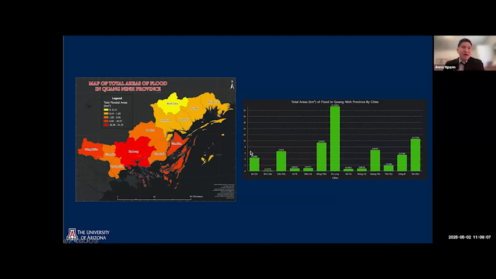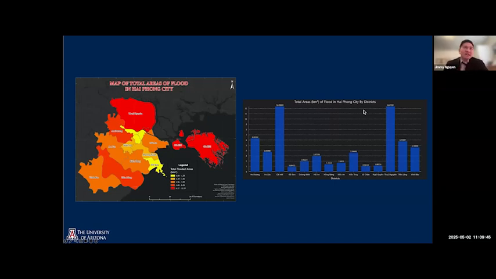So in order to understand more, I created a choropleth map and a data visualization to understand which cities were affected the most in Quang Ninh province. In bright, bold red, we can see that Hai Long City has the largest flooded area, measuring approximately 21.23 square kilometers, while Binh Lu, all the way up here at the top, away from Typhoon Yagi's path, has the smallest total flooded area, measuring less than 1 square kilometer.